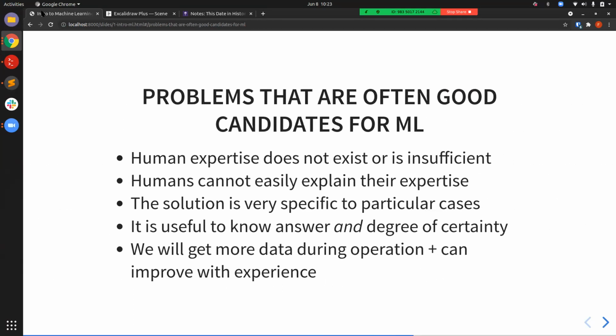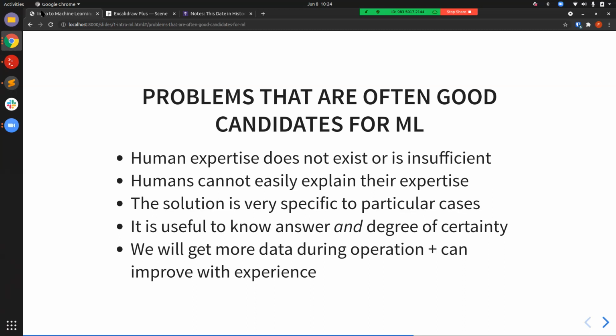On the other hand, if we have a problem where the human expertise doesn't exist or is not sufficient, for example, in the knee X-ray problem, the human expertise was not sufficient to identify pain in knee x-rays from, let's say, the minority patients. So this is a good candidate for machine learning. It was insufficient. In cases where humans cannot easily explain their expertise or encode it in a computer program, like the handwritten digit example, this is often a good candidate for machine learning.